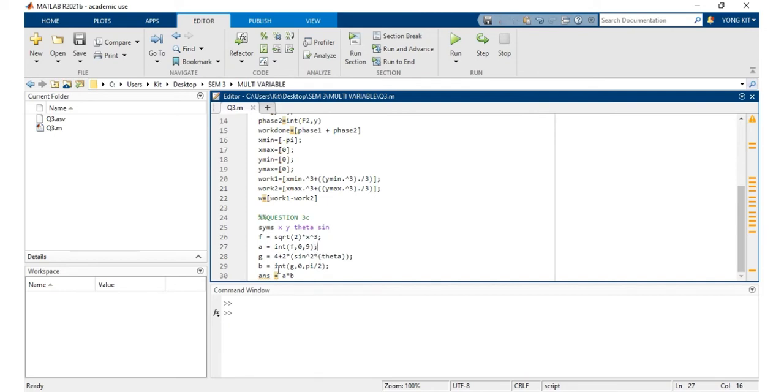And then for the second equation, which is this one, I save it in the g variable, and then I integrate it from 0 until pi over 2, and then the last method, which is multiplying them together to get the final answer. That's all for me. Thank you.